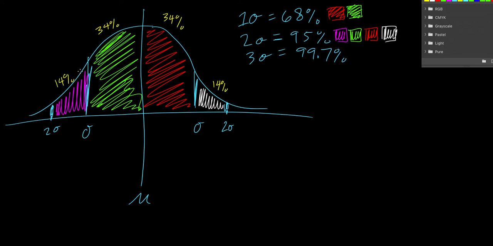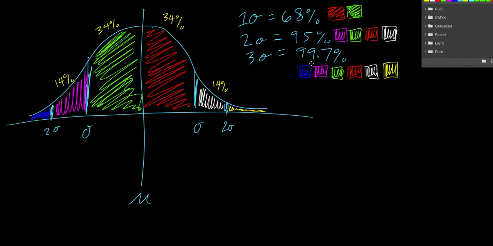Now, if we go another standard deviation, let's see, I'm running out of colors. I guess I'll use yellow. And dark blue. So if we go dark blue, magenta, green, red, white, and yellow, that's going to be 99.7.